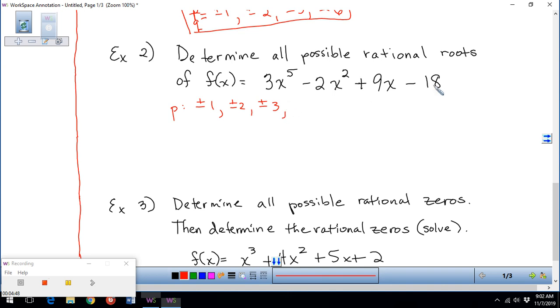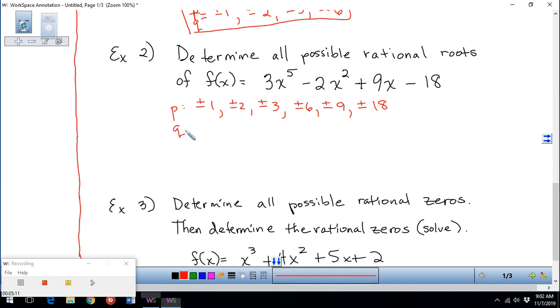4 does not divide into 18, 5 does not divide into 18, 6 does, we have positive negative 6, 7 does not, 8 does not, 9 divides in there. And if you continued on, the last number that will divide in there is positive or negative 18. So I have my p's listed.